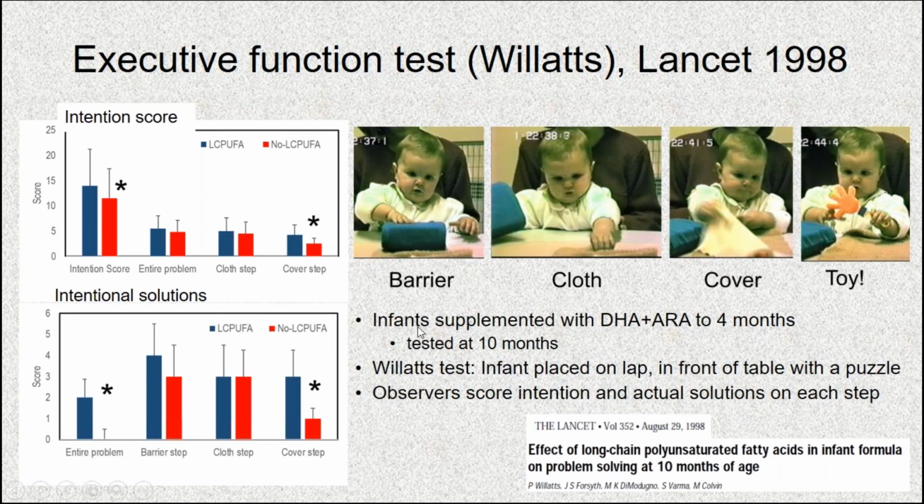So this is actually a very specialized test that tests the ability of a child to focus upon multiple tasks in order to achieve a goal. So in this test, I'll actually start at the end. The baby, who is actually 10 months old in these studies, wants to get a toy, but that toy is hidden behind a barrier. The barrier has to be removed by the baby. The baby then has to grab the cloth and pull the toy to herself, and then she has to uncover the toy in order to get the toy.